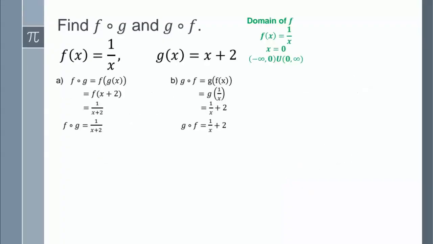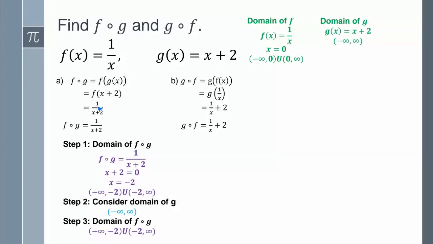So now we can find the domain. Let's find the domain of each function. For f of x, I have a fraction. So here we can see that x cannot be 0. So my domain goes from negative infinity to 0, union 0 to infinity. And notice we use parentheses because we don't want to include 0. And then g of x is a line. There are no fractions, no square roots, and no logarithms. So the domain is negative infinity to positive infinity. So now to find the domain of the whole composition, step 1, what is the domain of your answer that we got for the composition?